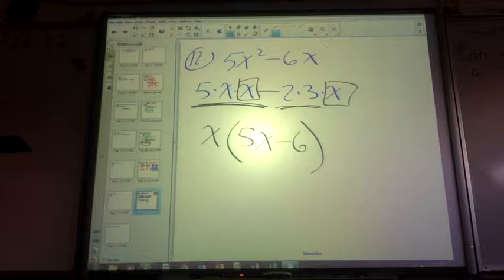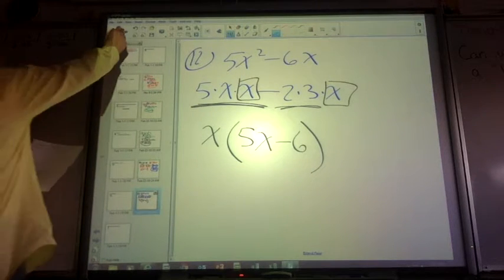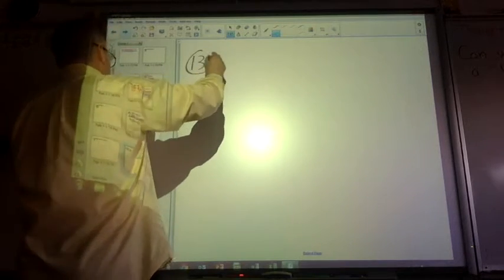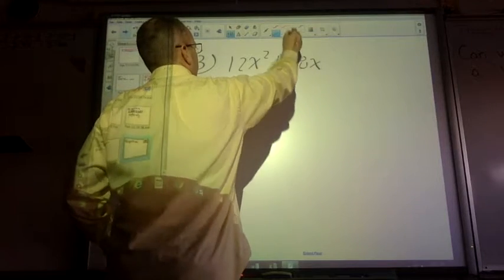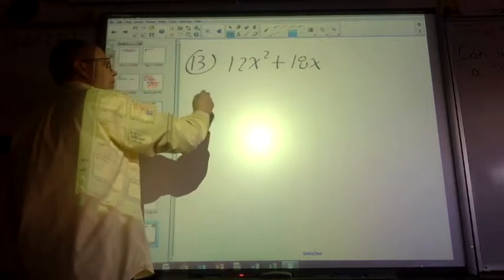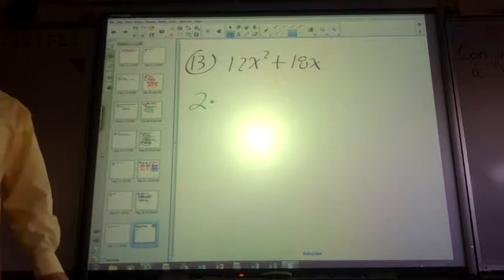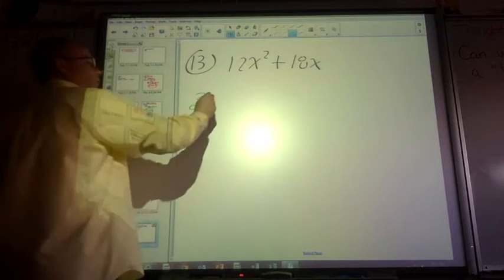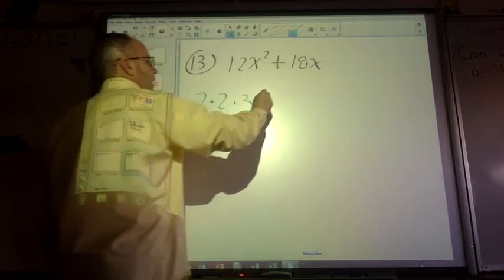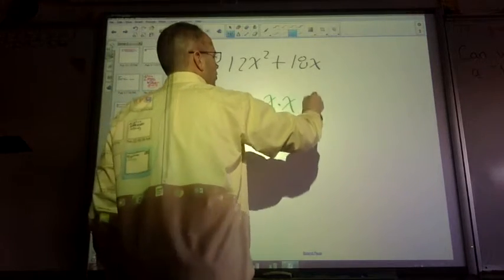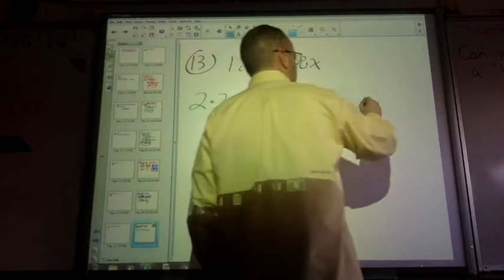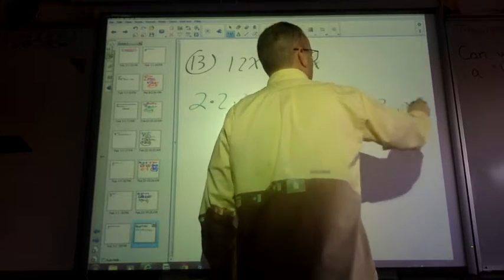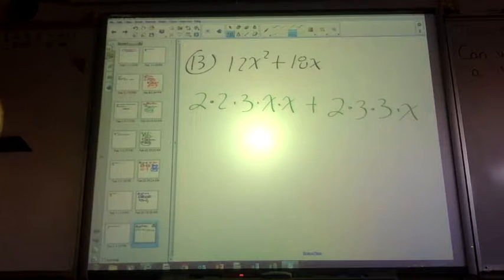Can I go to 13? Number 13. I have 12x squared plus 18x. Okay? 12 breaks down to 2 times 6, yes? 6 breaks down to 2 times 3. Then x times x plus 18 breaks down to 2 times 9. 9 breaks down to 3 times 3. And have the x. How do we look? Is that good so far?